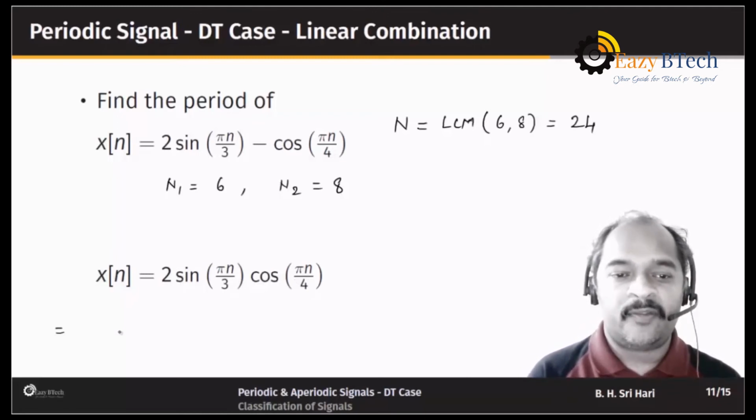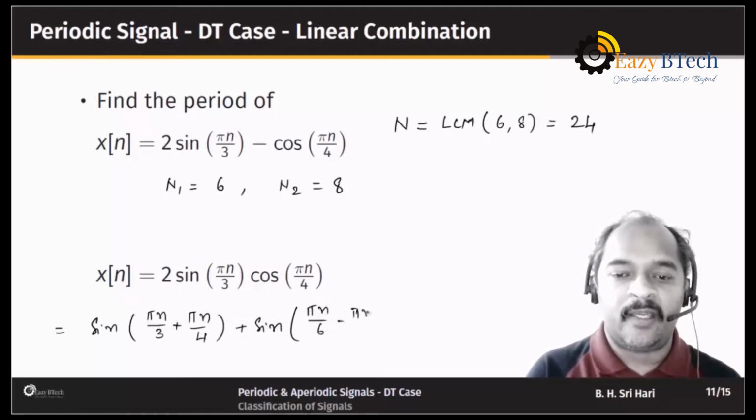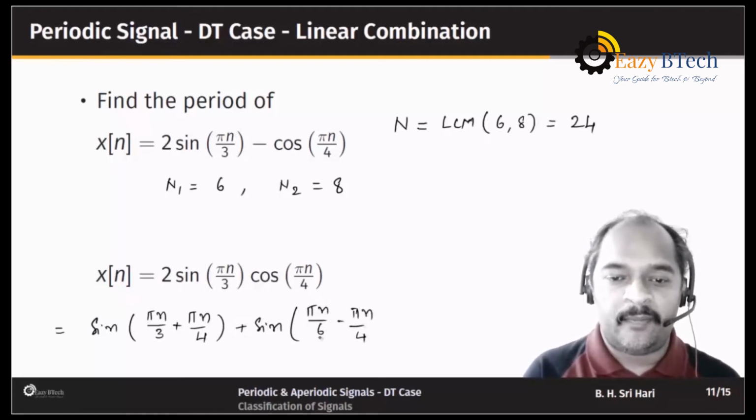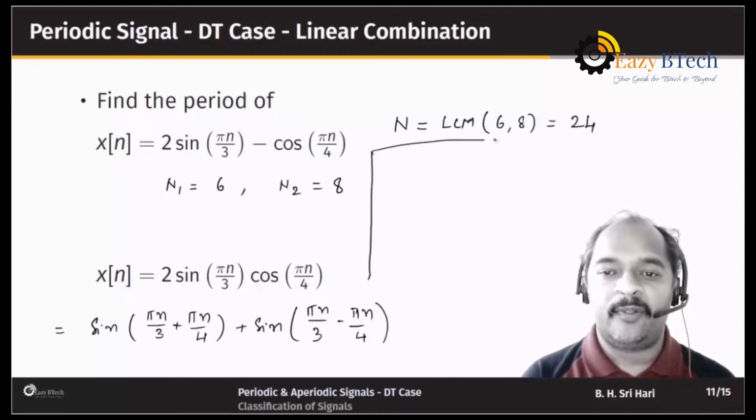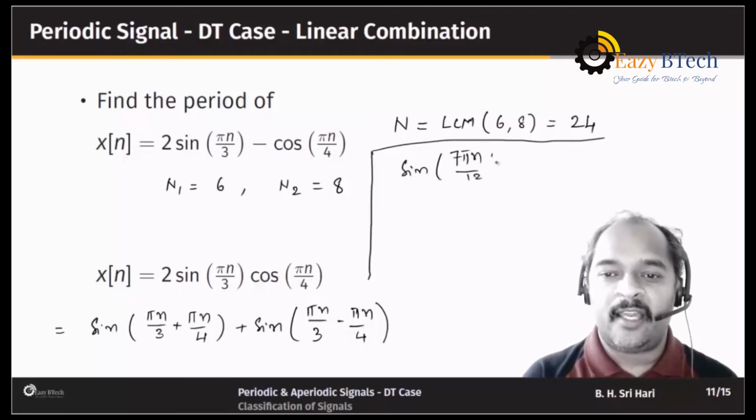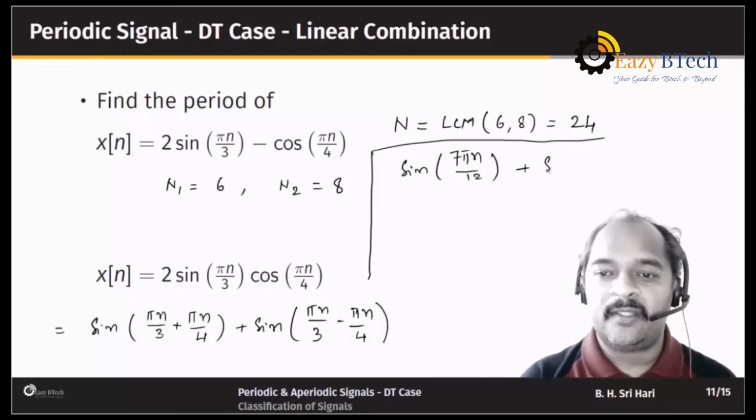2 sine A cos B is nothing but sine of A plus B, which is sine of pi n by 3 plus pi n by 4, plus sine of A minus B, which is sine of pi n by 3 minus pi n by 4. If you simplify that, what do you get? The first signal would be sine of 7 pi n by 12, if you take the LCM, and the second signal would be sine of pi n by 12.